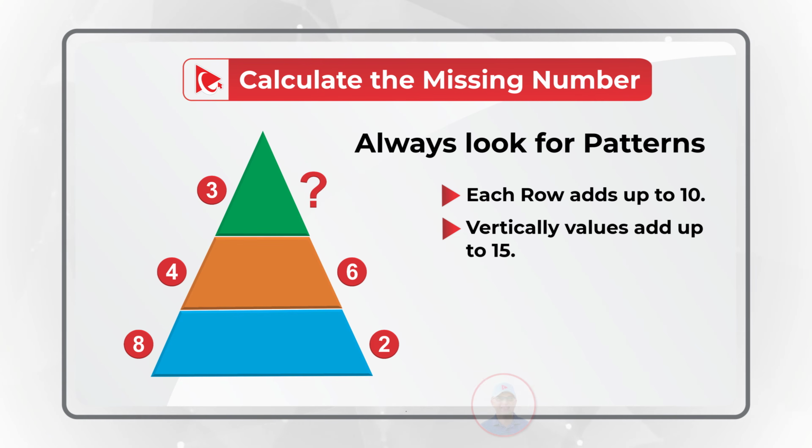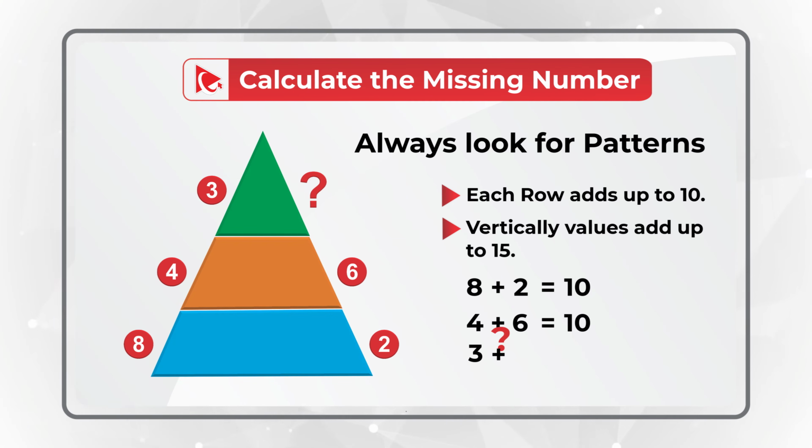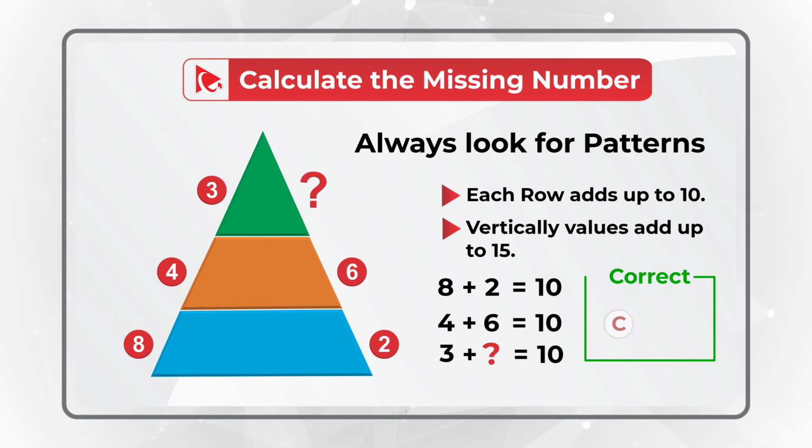So for example, if we add 8 plus 2, that would be equal to 10. 4 plus 6 would be equal to 10. And 3 plus the missing number would also be equal to 10. So the correct answer here is choice C, 7. Hopefully you've nailed this question and now know how to answer similar problems on the test.